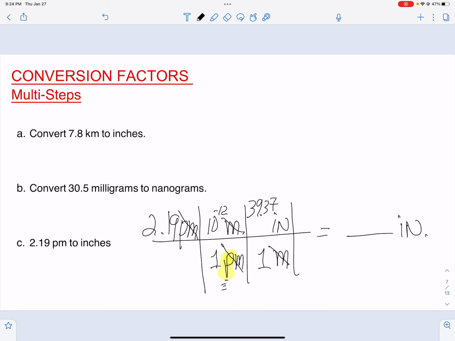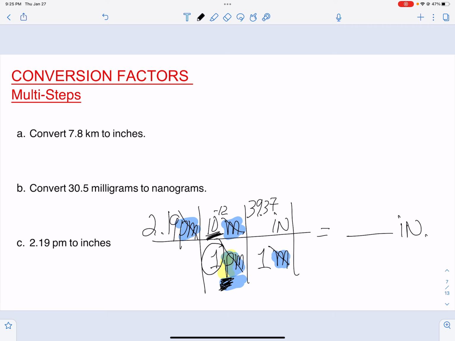So once more, whatever you don't want, put the same at the bottom so you can cancel it. The number with the prefix gets the 1, and then you put the value of the prefix, pico in this case, you just put it on top.